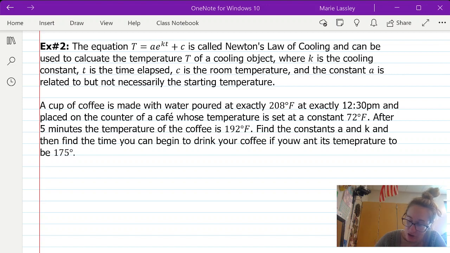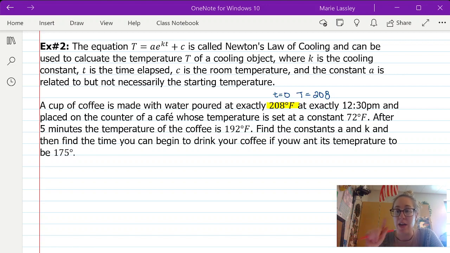So 208. This is when time is 0, our temperature is 208 degrees Fahrenheit. So our water is poured and it's exactly 208. So when time is 0, our temperature, capital T, is 208.